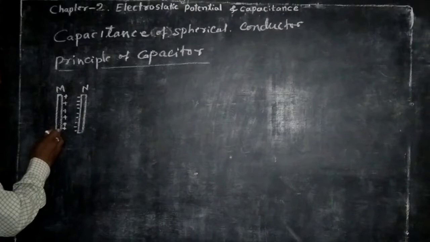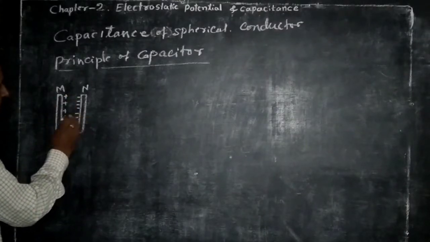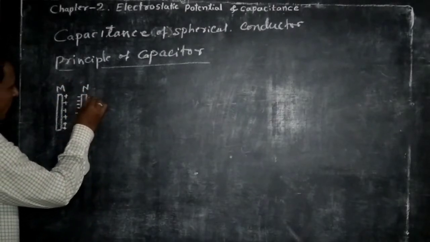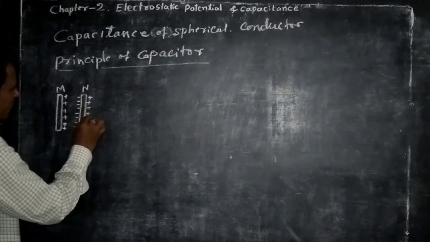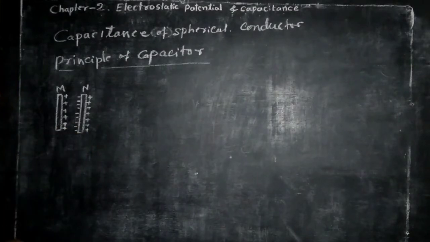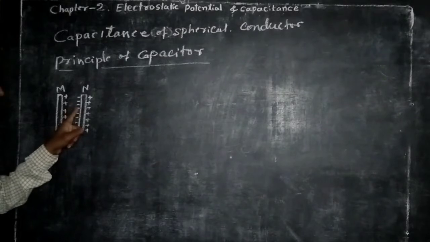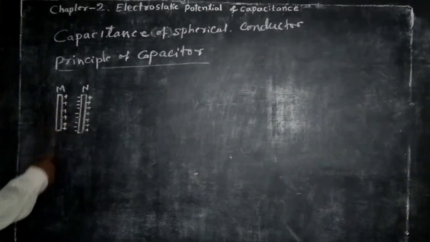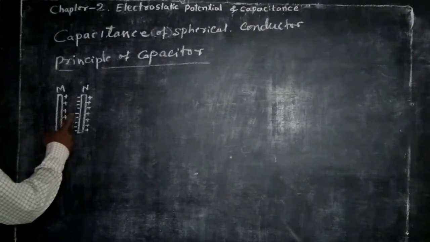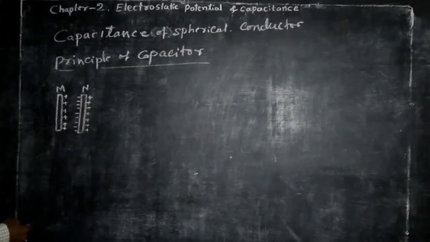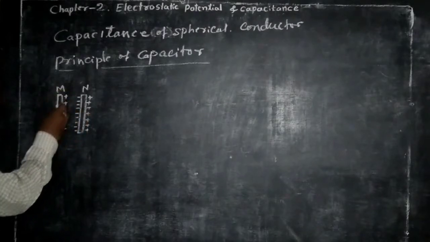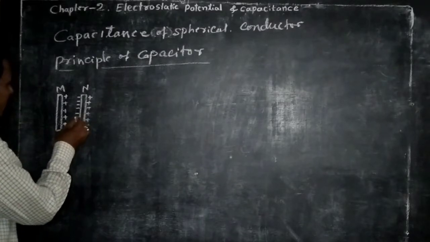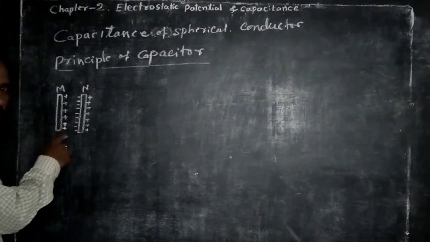M is positively charged. Therefore, negative charges are induced on the inner surface of N, and an equal amount of positive charges are induced on the outer surface of conductor N. Here, the negative charges on N try to decrease the potential of M, and the positive charges on N try to increase the potential of M. But the effect of the negative charge is greater than the effect of the positive charge because negative charges are nearer to plate M. Hence, it tries to decrease the potential of M and increases its capacitance.